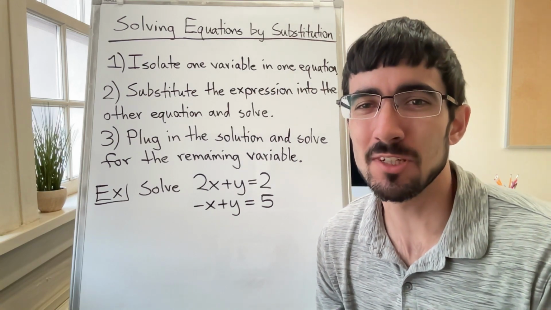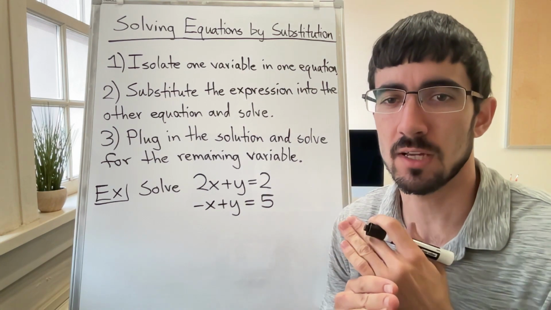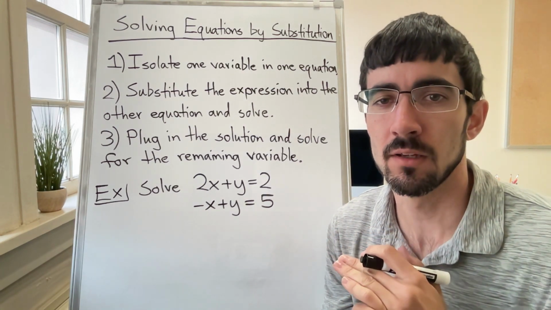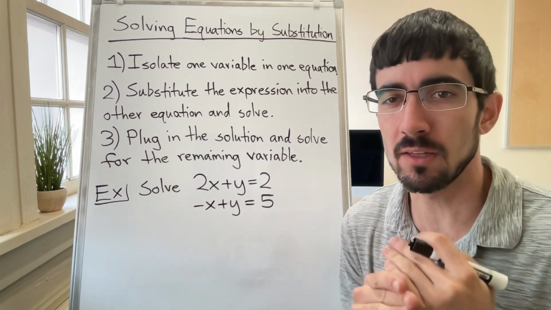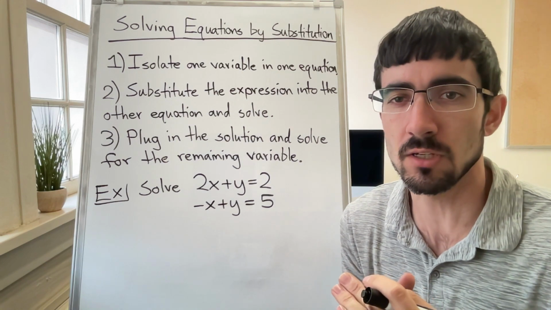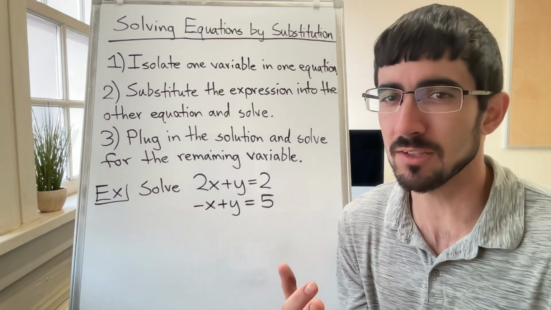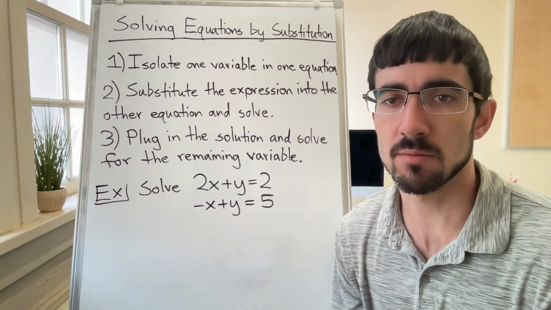Remember that the solution to a system of linear equations is the point of intersection where the lines cross. So in theory, you could always solve a system of equations by graphing the lines and observing that intersection point. That is the solution. However, that's not always practical. So I want to give you two algebraic methods for solving systems of equations.